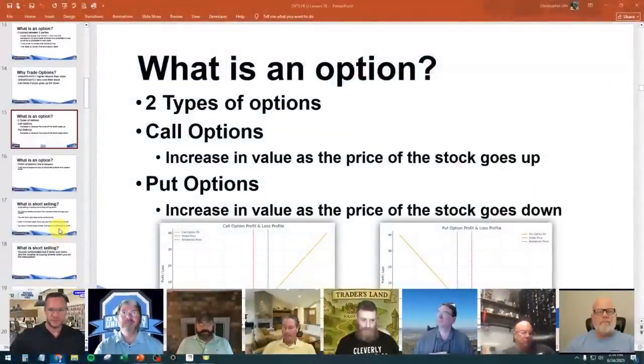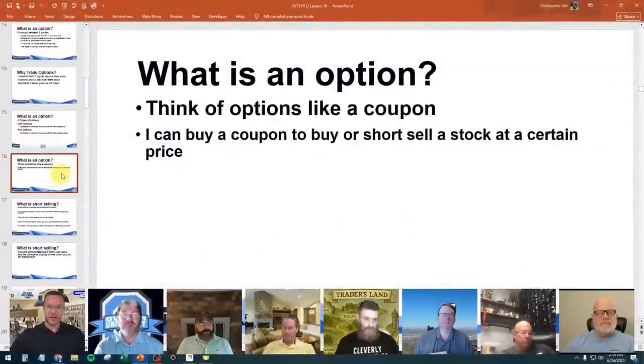So let's go to the next thing. What is an option? I think of options like a coupon. At the end of the day, the way that I think of an option is like a coupon. I can buy a coupon to buy a stock or short sell a stock at a certain price. So like we mentioned earlier, Joe selling me the coupon. Joe's like, dude, Chris, if you want to buy the stock at $100, here's a coupon to do so. Cool, thanks, Joe. Right? Like every coupon out there, like when you go to Chick-fil-A or Sonic or any other place, all those coupons have an expiration date.